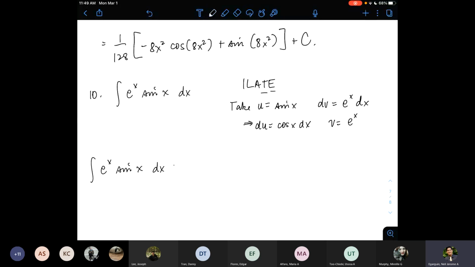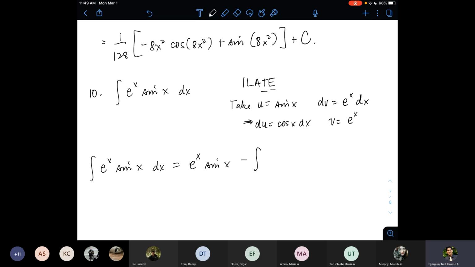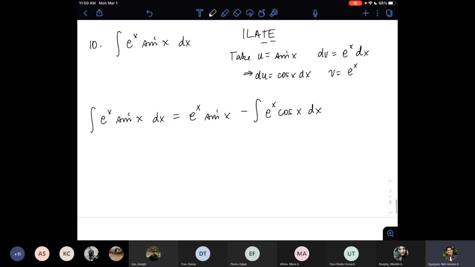Okay, it's going to be uv, so that's e to the x sine x minus the integral of v du, e to the x cosine x dx, right? And look at the integral here. It calls for another application of IBP. So again, I'll take u to be the trigonometric, which is cosine x this time, and dv is still the exponential. Then du is negative sine x dx, and v will be e to the x.